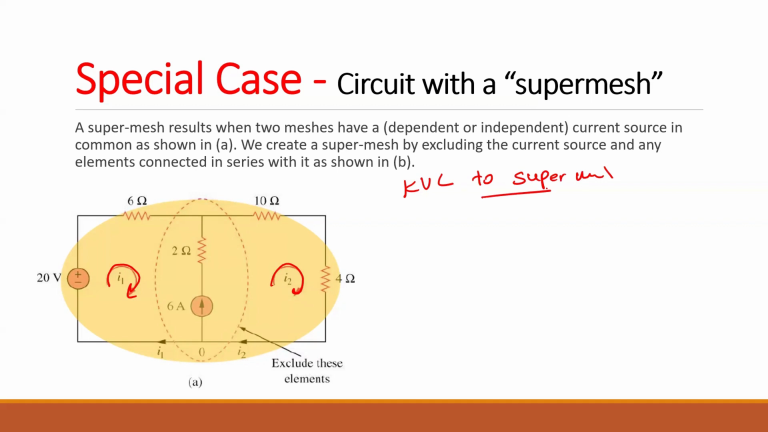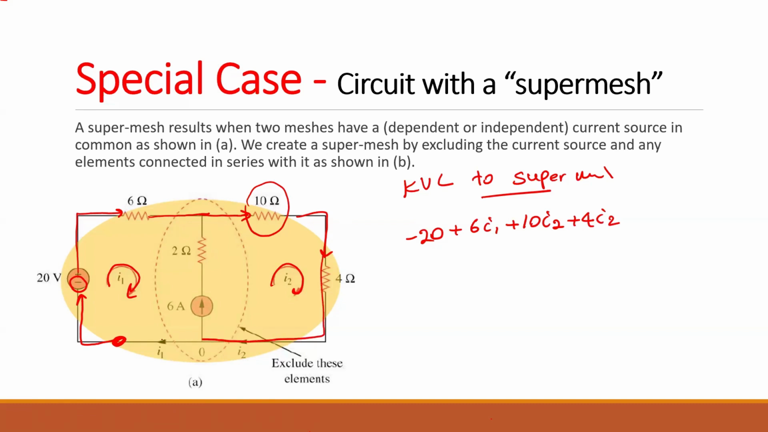When you apply it to the supermesh, you start at a point and go around the supermesh. Supermesh means combined mesh. So you are going into the negative side of 20. So negative 20, then you are going to 6, so plus 6 times I1. You are not going down, you are going this way. When it comes to mesh 2, your current changes to I2. So you have plus 10 times I2. So here plus 4 I2. Again, going back to the start point is equal to 0.